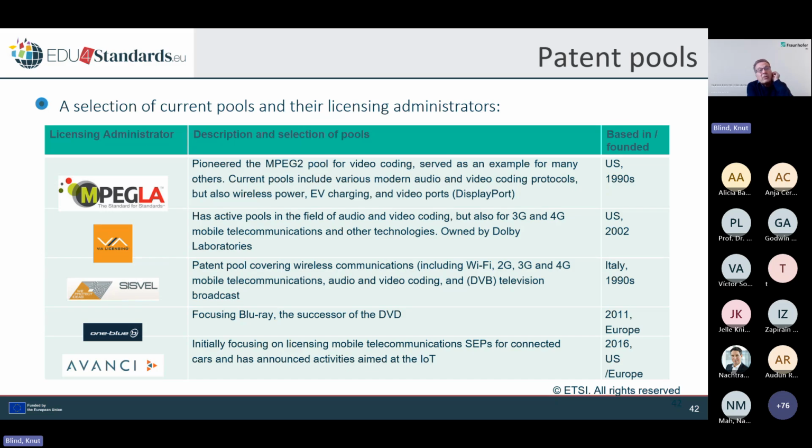And here are some examples of pools. MPEG-2, then we have Sisvel, Via Licensing, Avanci, which is now in the IoT field. MPEG LA was also very important in the MP3 world, while Via Licensing tried that in 3G and 4G. Unfortunately, I do not have a new picture on patent pools. It's also not a very transparent market.